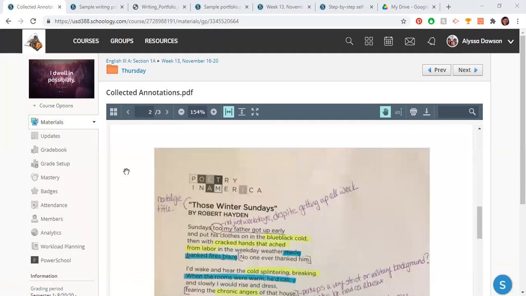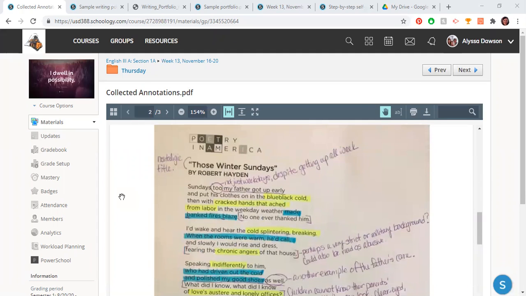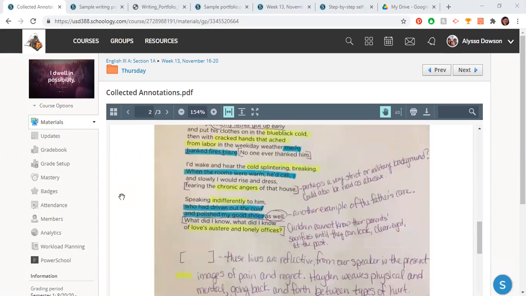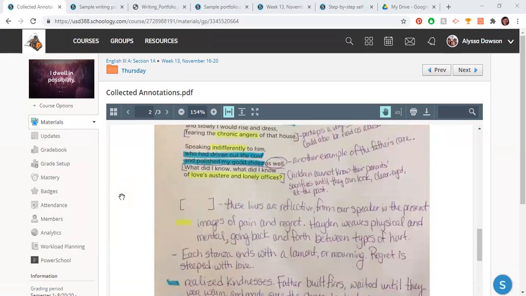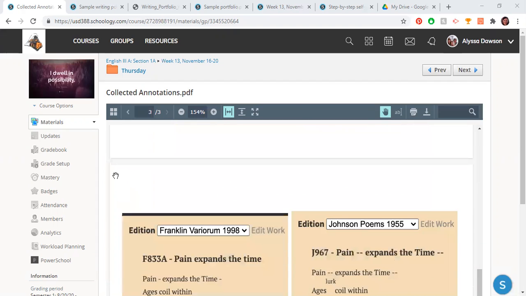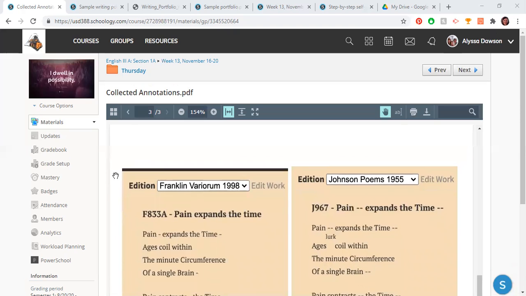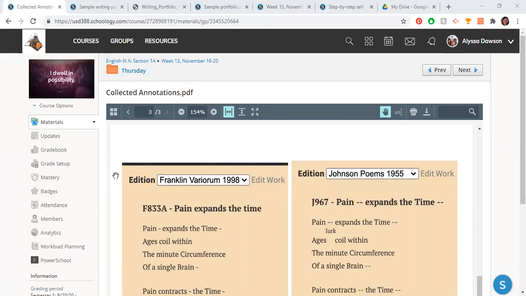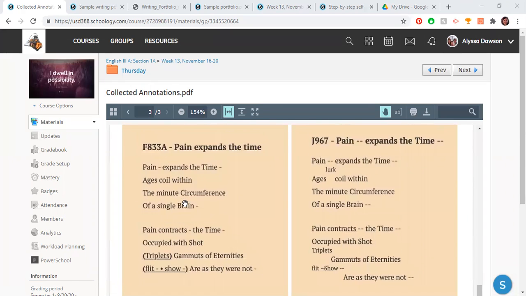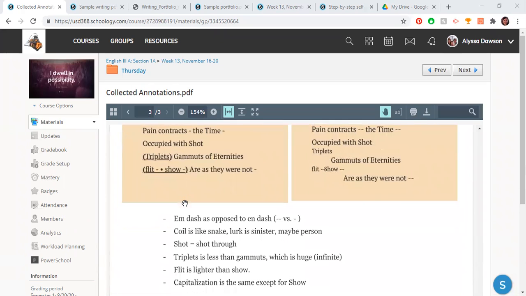The second one here is one done by hand. This is Those Winter Sundays, which you read in class by Robert Hayden. And so you see that's just pen and highlighter, as a lot of your annotations already are. And the last one is screenshots of the Emily Dickinson archive to compare the Franklin edition to the Johnson edition. I didn't also mark this up. What I did instead was had them side by side and wrote my notes.